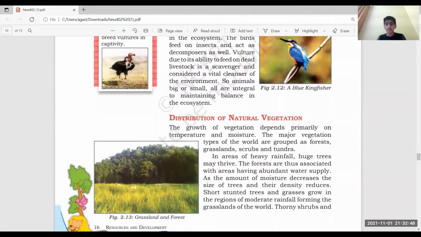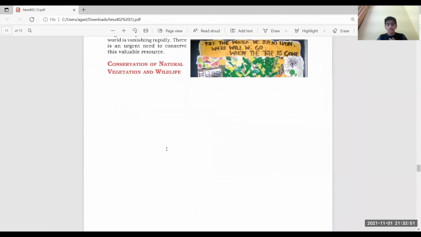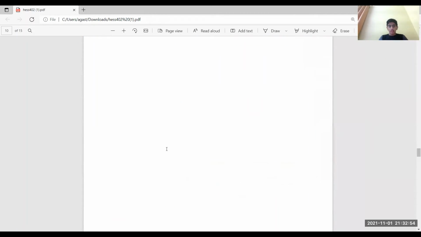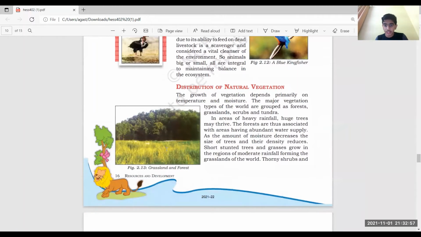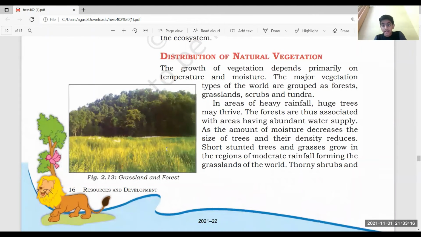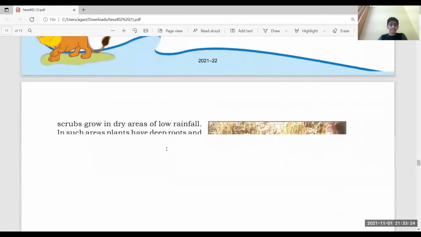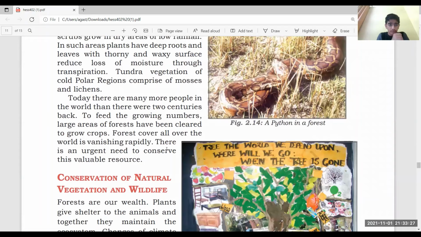Now let's talk about distribution of natural vegetation. When I talk about distribution, the natural vegetation is distributed on the basis of a few areas. In grasslands, you have grassland kind of vegetation. Scrubs are mostly in the dry region, and tundras in the cold region. In areas of heavy rainfall, huge trees grow, of course. So it's all about grasslands, forests, and tundra vegetation.